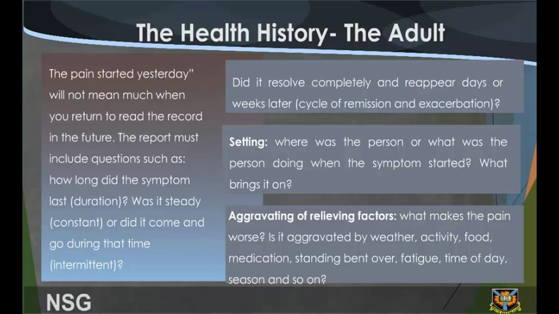Setting. Where was the person or what was the person doing when the symptoms started? What brings it on? Aggravating or relieving factors. What makes the pain worse? Is it aggravated by weather, activity, food, medication, standing bent over, fatigue, time of day, season, and so on?